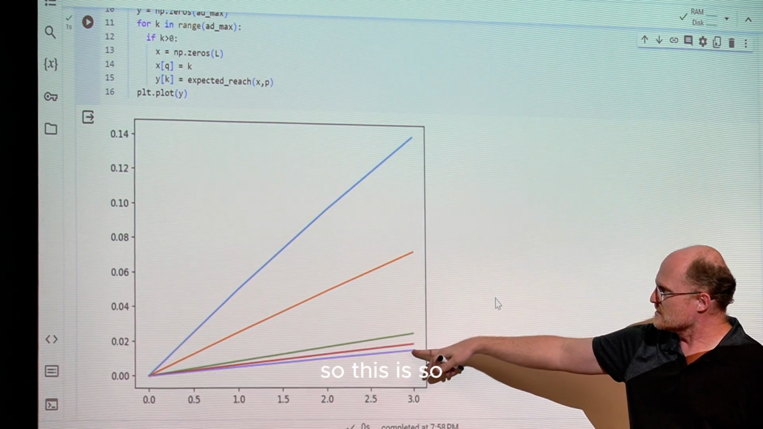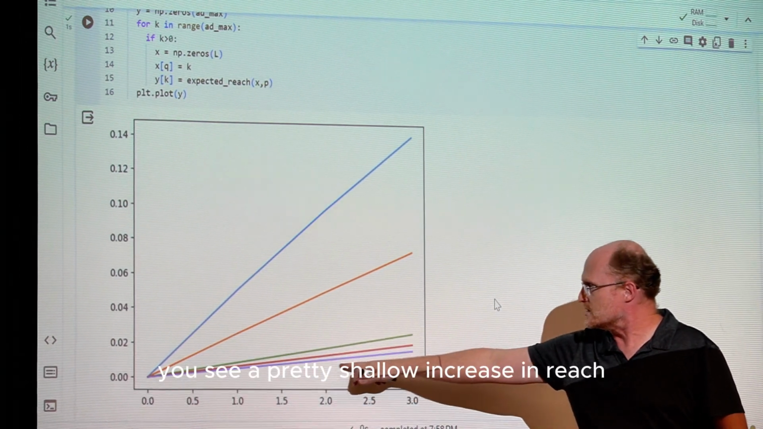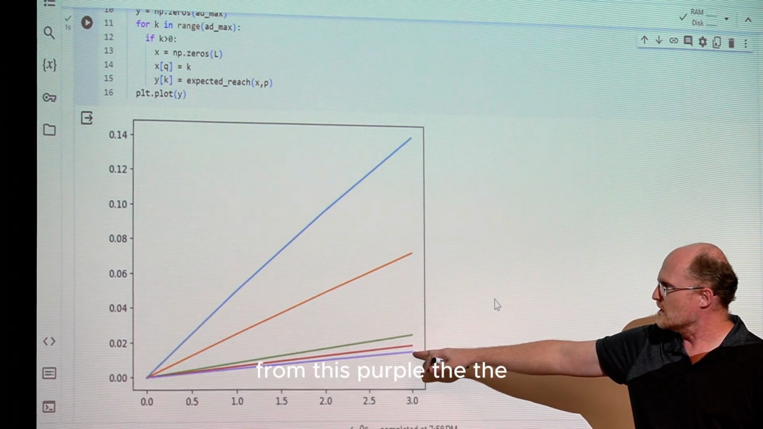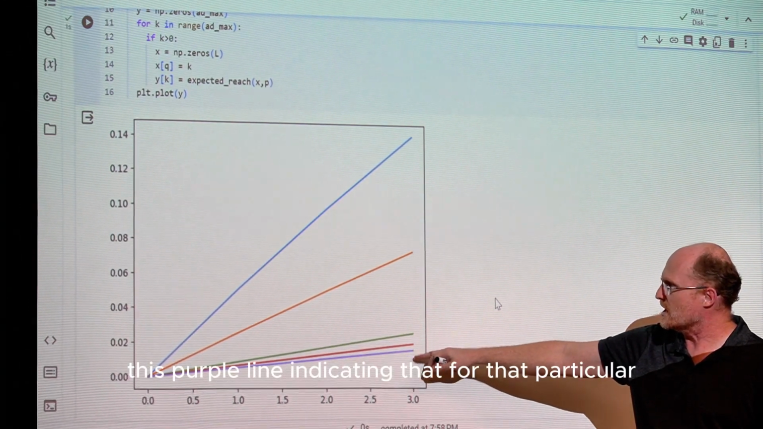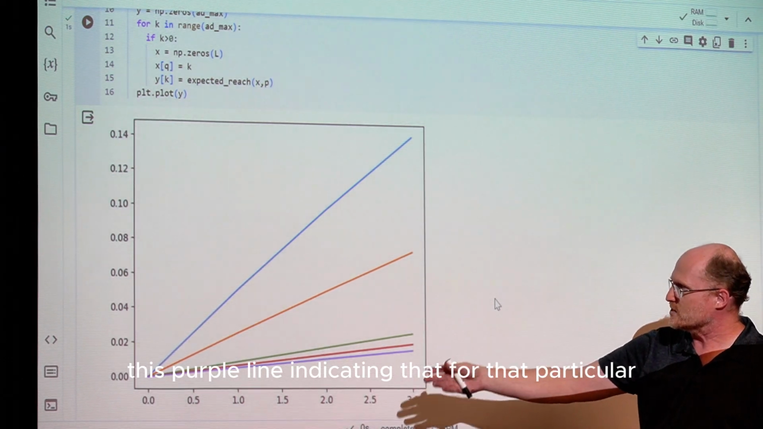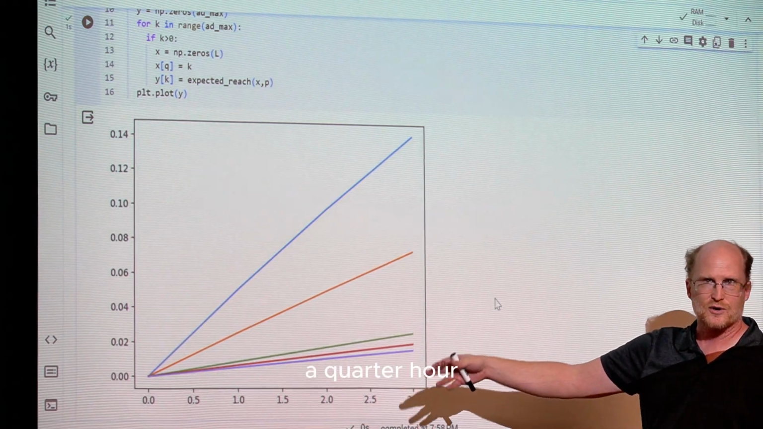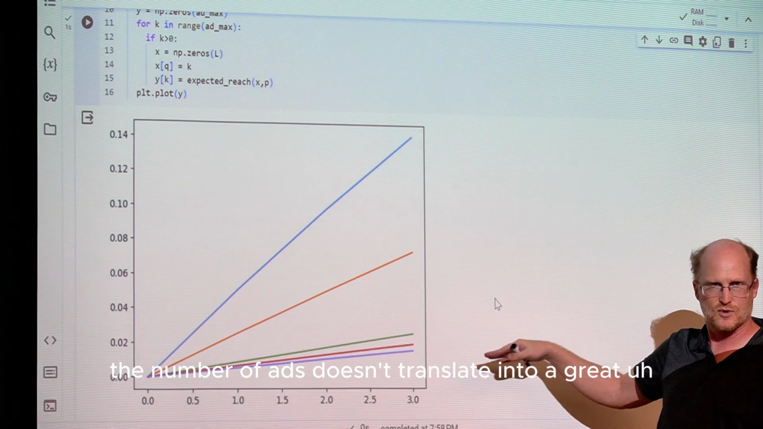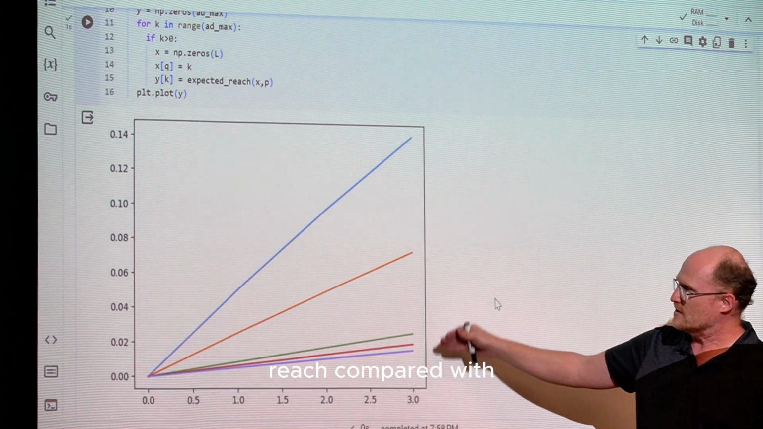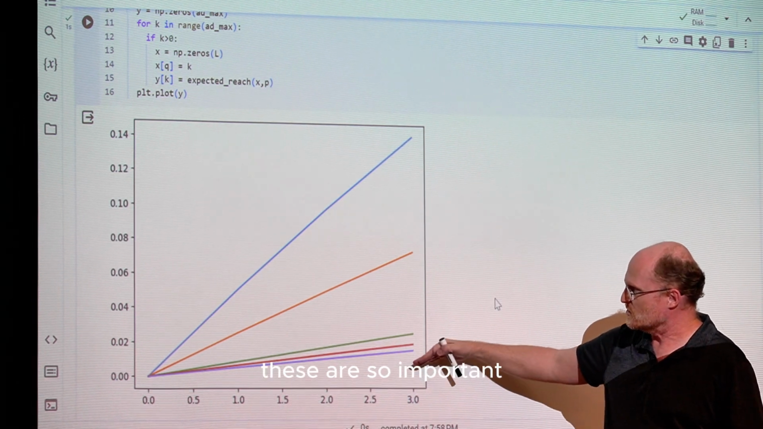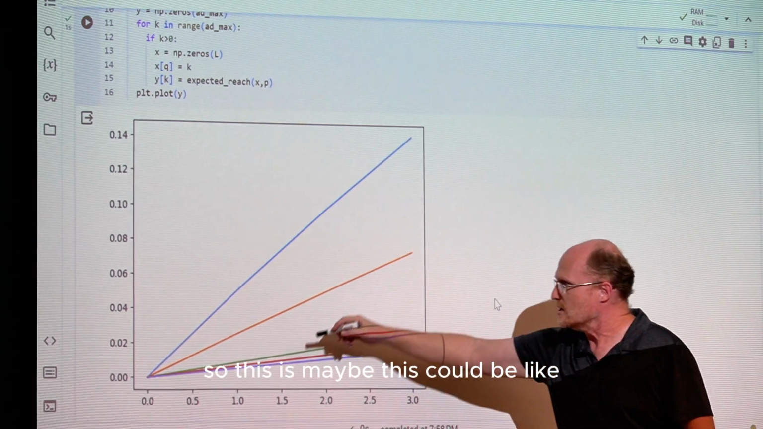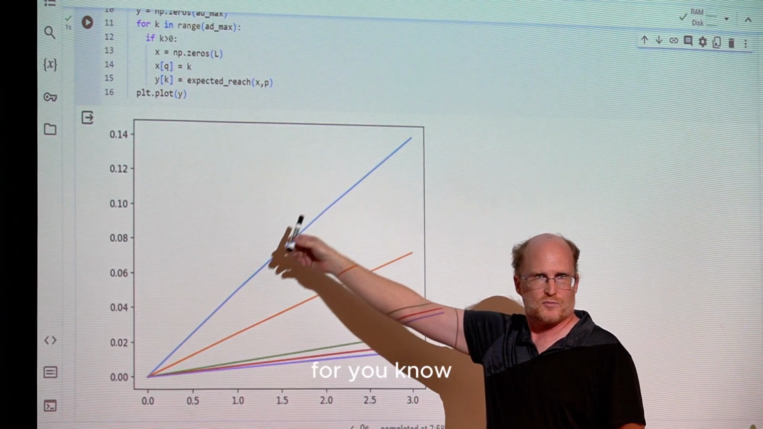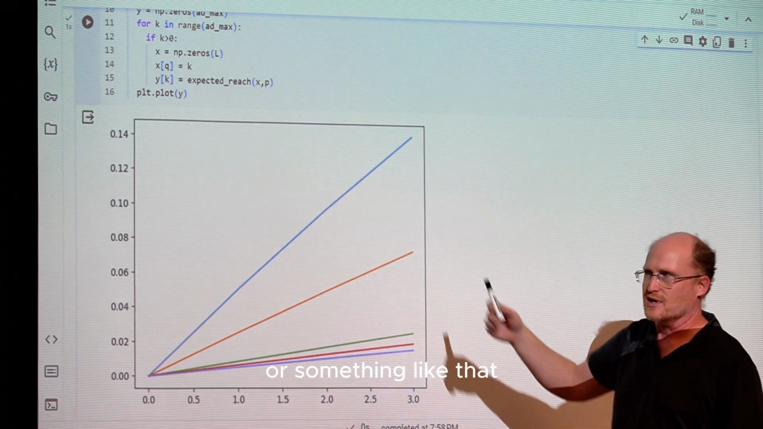So you see a pretty shallow increase in reach from this purple line, indicating that for that particular quarter hour, the number of ads doesn't translate into a great reach compared with the others. So these are ordered from worst to best. This could be like your reach curve for a prime time spot or something like that.